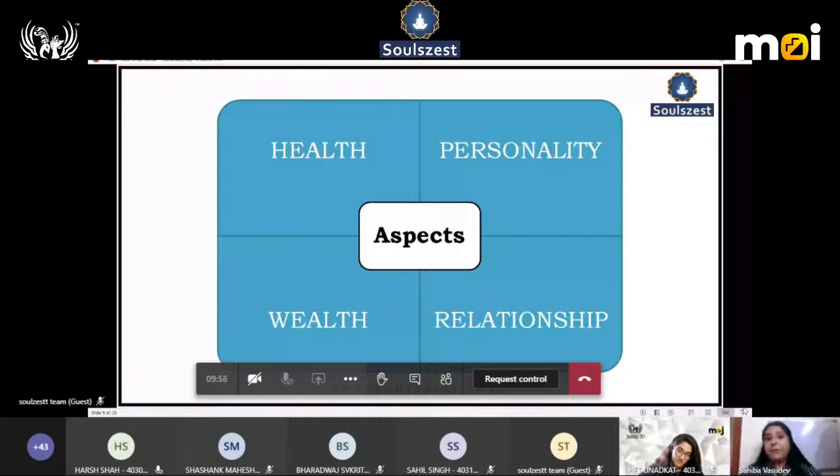Relationship compatibility: if two people have the same mindset or the same mental energy, obviously the compatibility becomes easier. And if we talk about wealth, this is quite interesting.